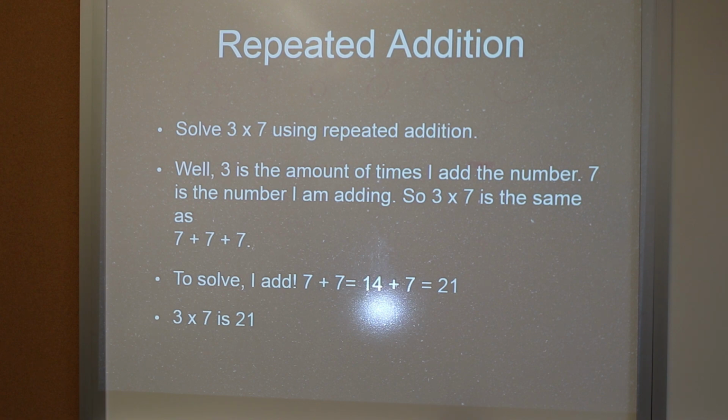Solve 3 times 7 using repeated addition. Well, 3 is the amount of times I add the number. 7 is the number I'm adding, so 3 times 7 is the same as 7 plus 7 plus 7. To solve, I add 7 plus 7, which I know equals 14, plus 1 more 7, which now would equal 21. So 3 times 7 is 21.